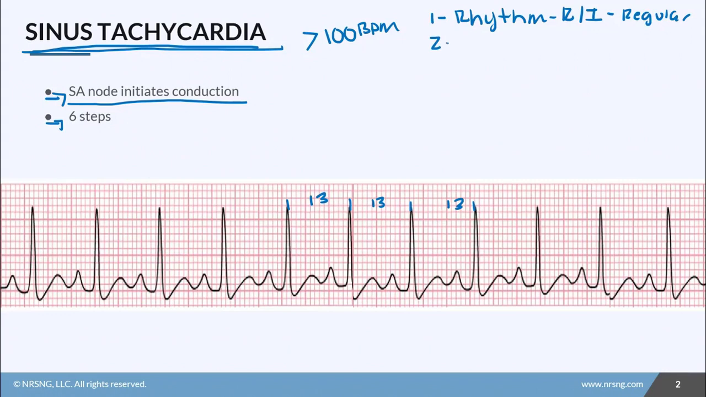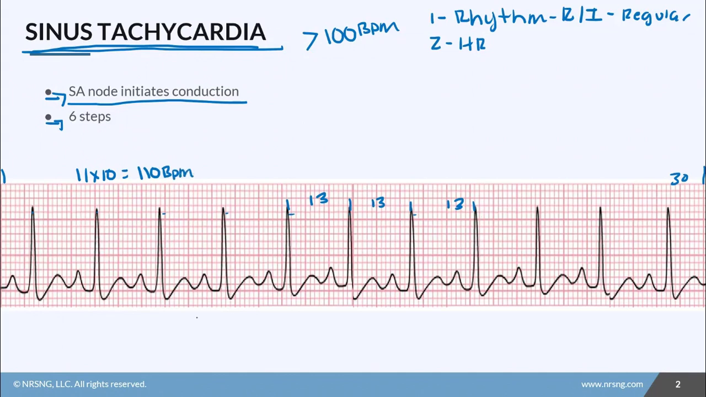In step number 2, we're going to look at the heart rate. So we have to determine that we have a 6-second strip. So we would have 30 large boxes in the entire strip. And then we're going to count our R waves. 1, 2, 3, 4, 5, 6, 7, 8, 9, 10, 11. So 11 times 10 gives us 110 beats per minute.